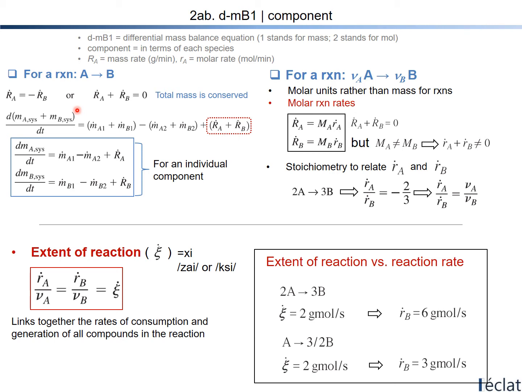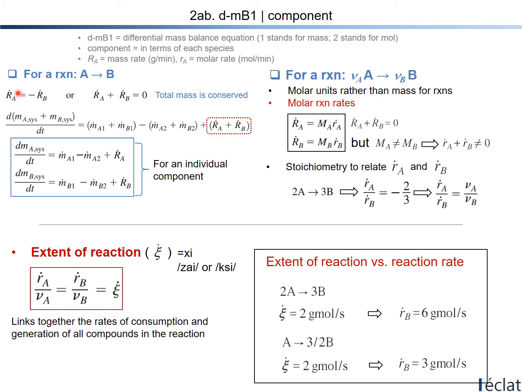Let me think about a reaction which is A going to B. Then the mass reaction rate of component A is equal to minus the mass reaction rate of component B. It means 1 kilogram per hour of product is generated. At the same time, 1 kilogram of component B or reactant is consumed. This equation has the meaning like that.